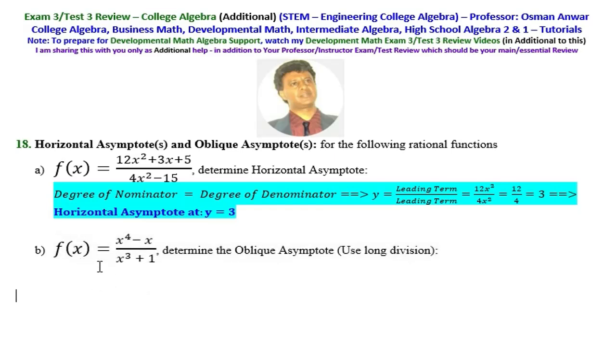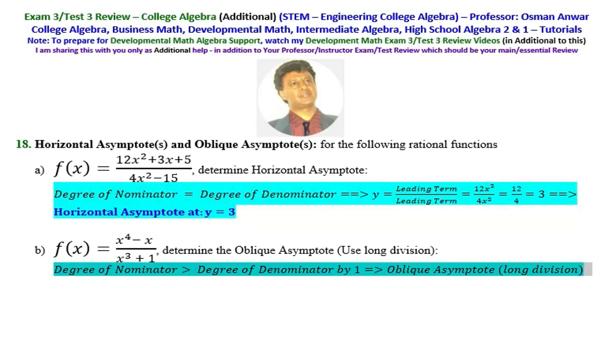B, f of x equals x to the 4 minus x over x cubed plus 1. Determine the oblique asymptote, use long division. Here the degree of the numerator is greater than the degree of the denominator by 1. That means you have an oblique asymptote. We're going to use long division.